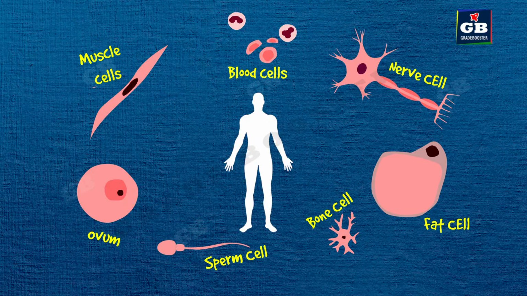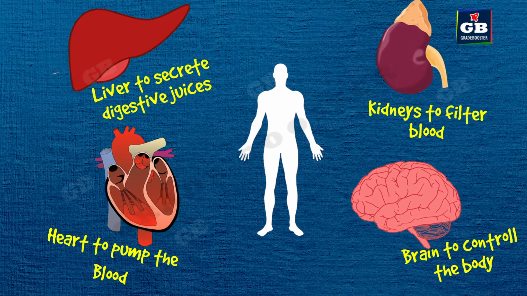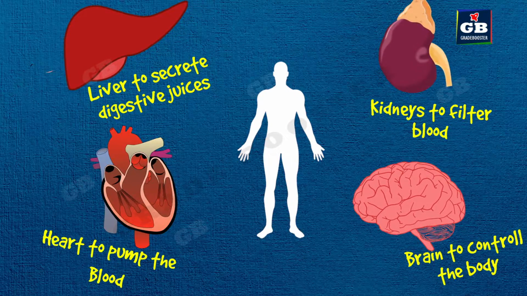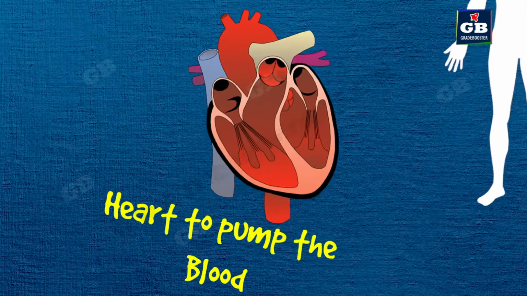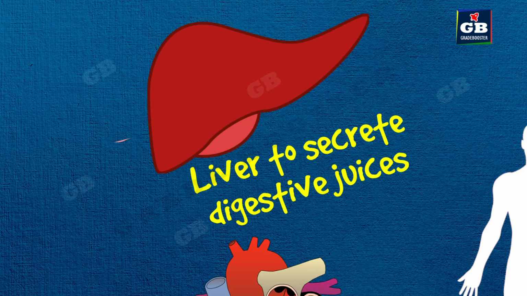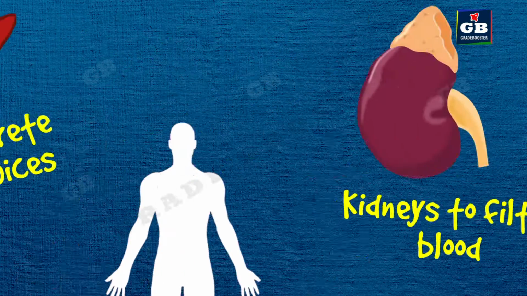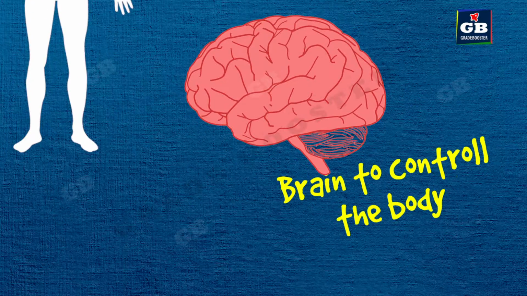Why are these cells of different sizes and shapes? The shape and size of these cells depend on the function they perform. You know that in our body, we have different systems to perform different tasks. For example, the heart pumps blood. The liver secretes digestive juices. Kidneys filter the blood. The brain controls the body.